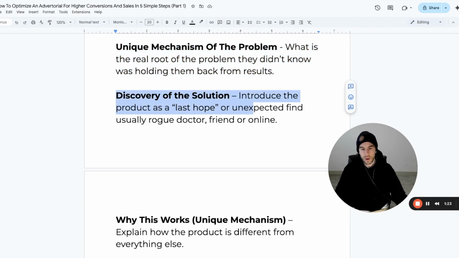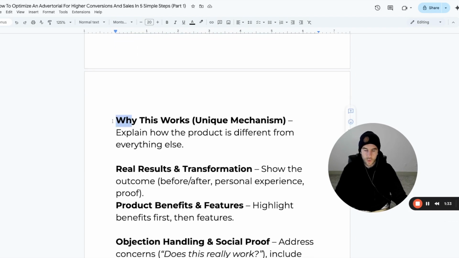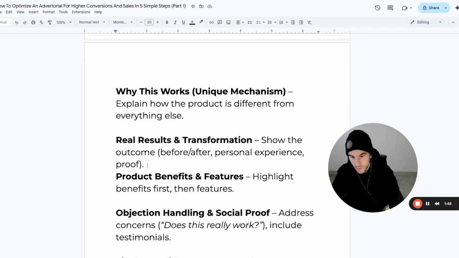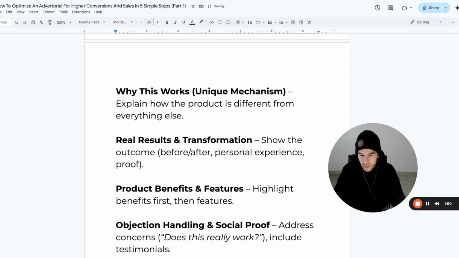We're going to introduce this product as the last hope or the unexpected find. Usually it's going to be a rogue doctor, a friend, or discovering something online. Then we're going to talk about why this works, which is really the unique mechanism. We're going to explain how the product is different from everything else. What is it that allows it to be able to get results when all these other solutions fail? From there, we're going to transition into the real results and their transformation. So we're going to show the outcome, the before and after, their personal experience. The proof that this works is really kind of their story.